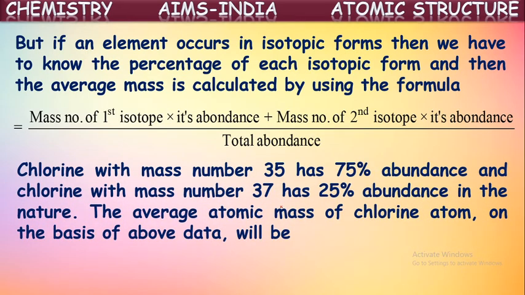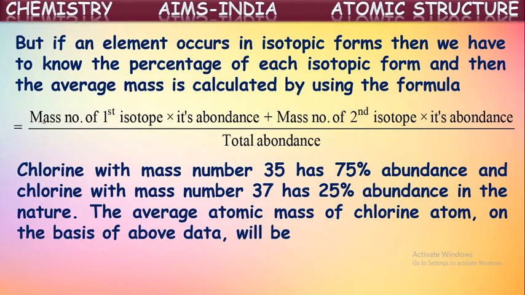So just now we have seen that chlorine has two isotopes. Chlorine with mass number 35 is available at around 75% abundance. Chlorine-35 is available 75% in nature, whereas chlorine with mass number 37 has 25% abundance in nature. So now we know the mass numbers of the two isotopes and their percentage abundance. Now we can calculate the average atomic mass of chlorine by using the above formula.